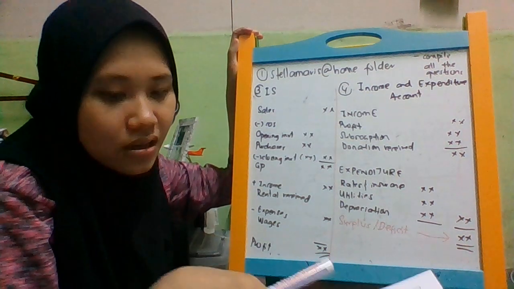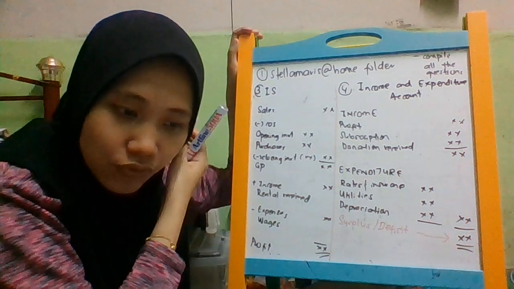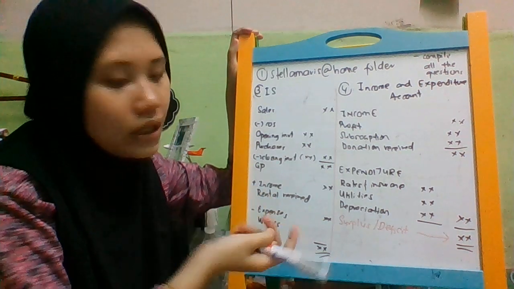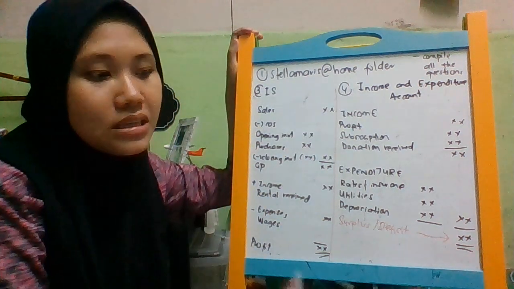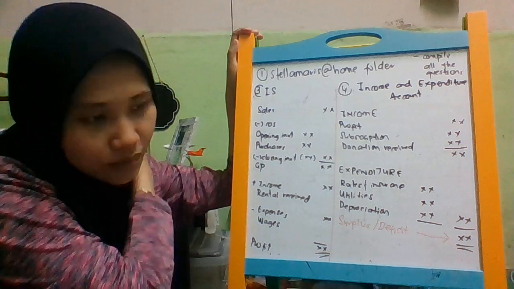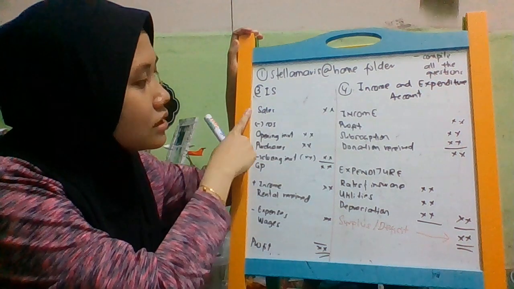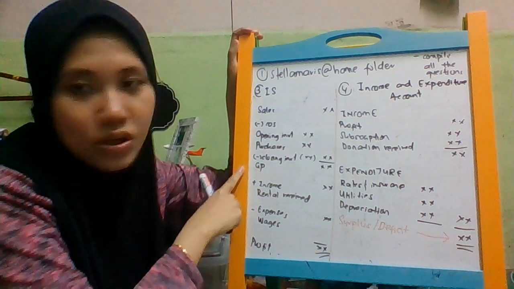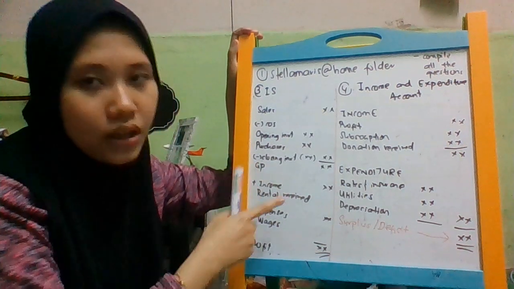Since this club is operating as a football club, the things that are not related to the football club you need to put inside the income statement. This is the normal one. So for the income statement, start with the normal one: sales minus cost of sales, opening inventory, purchases and so on. And then you will have gross profit here.